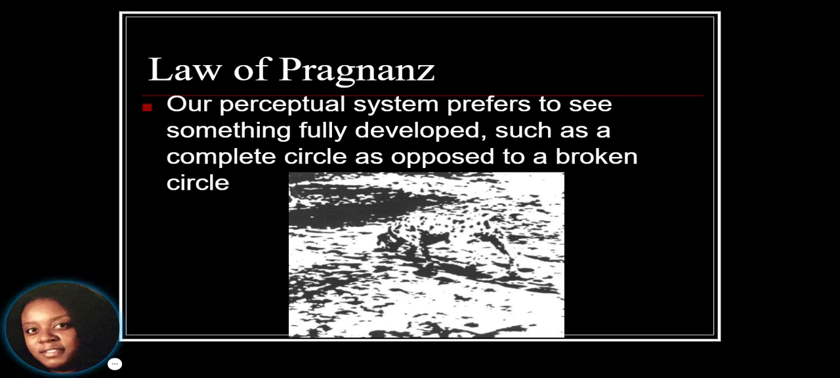The law of pragnanz says that our visual perceptive system likes to see something as truly developed. So something like a broken circle, we can see as a completely filled circle. If you take a look at this picture, you should see a Dalmatian, because when our eyes see something in black and white that looks like it has legs, then we're going to try to make out a dog.